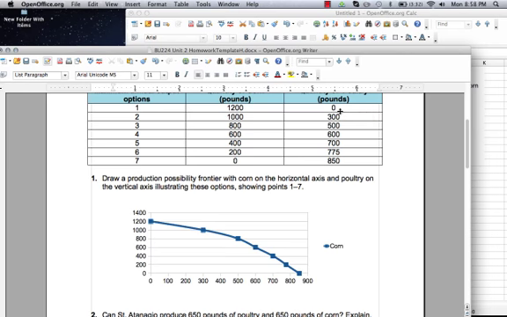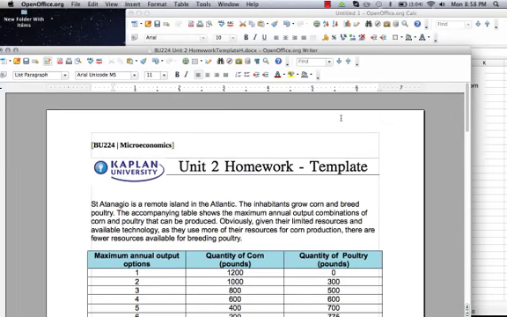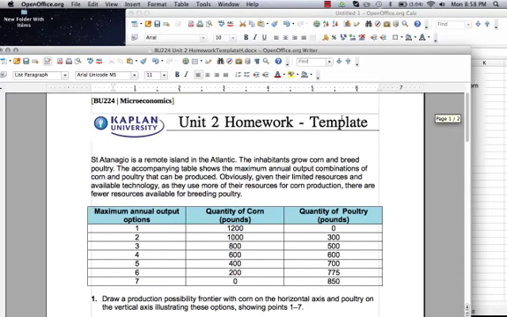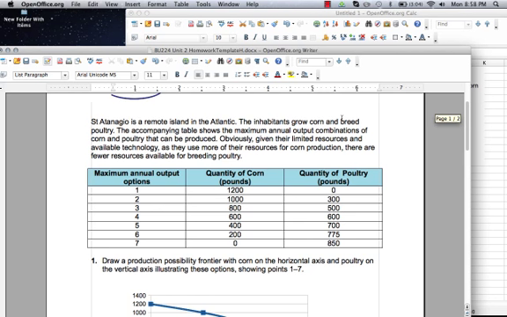Today I am talking about BU 224 Unit 2 homework for microeconomics. The assignment was about the remote island St. Atangio, we'll call it. The inhabitants grow corn and breed poultry. The accompanying table shows the maximum annual output combinations of poultry and corn that can be produced. Obviously, given their limited resources and available technology, as they use more of their resources for corn production, there's going to be fewer resources available for breeding poultry.